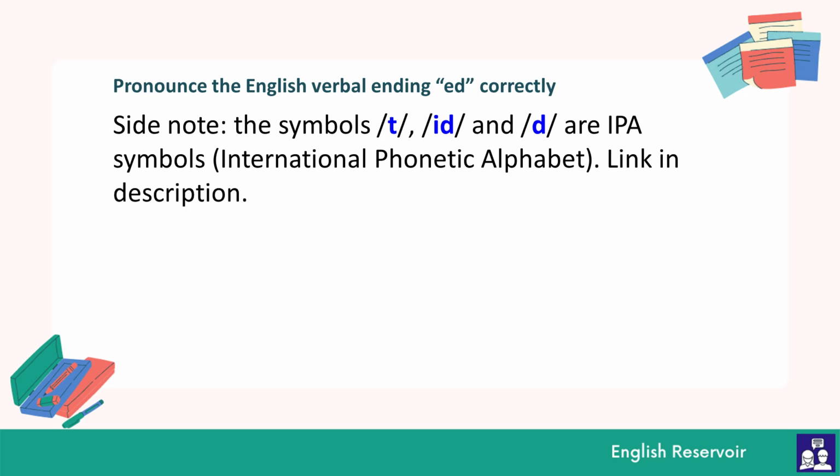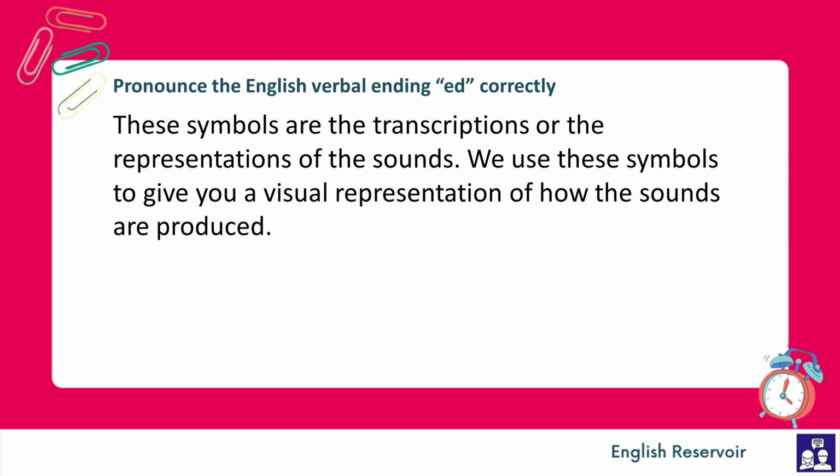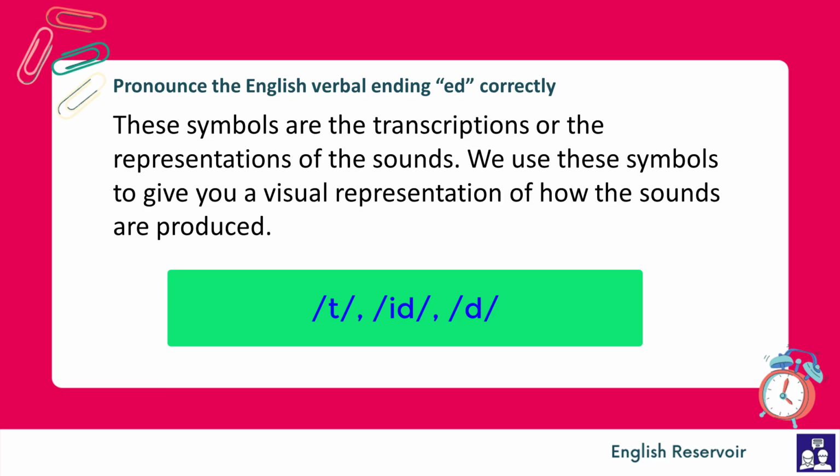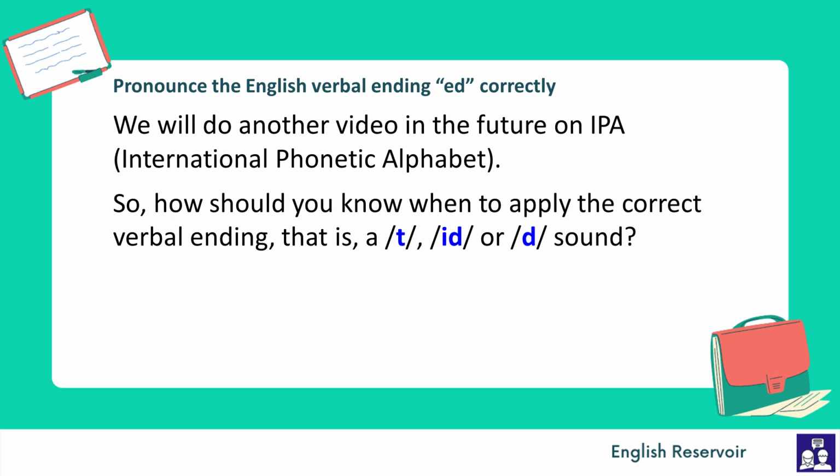Side note, the symbols t, id, and d are IPA symbols, International Phonetic Alphabet. These symbols are the transcriptions or the representations of the sounds. We use these symbols to give you a visual representation of how the sounds are produced. We will do another video in the future on IPA, International Phonetic Alphabet.